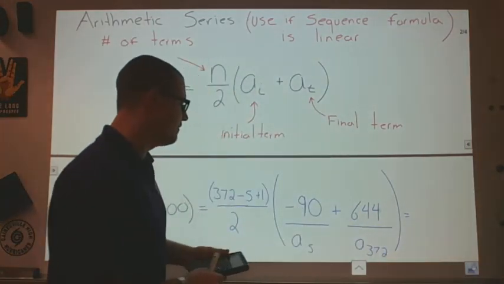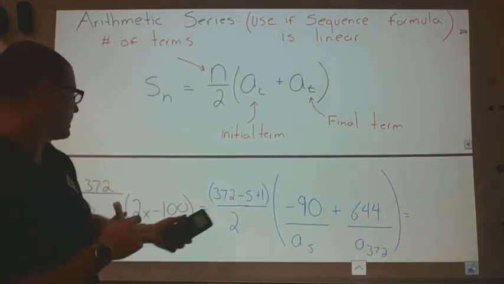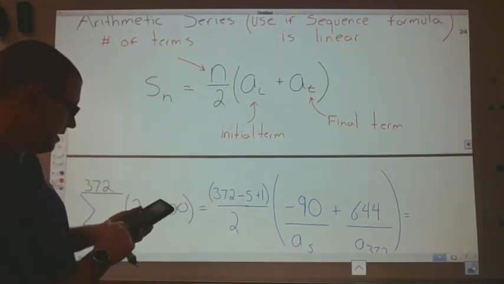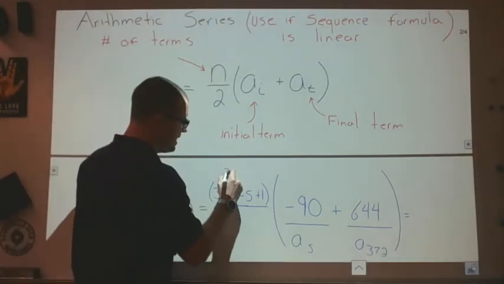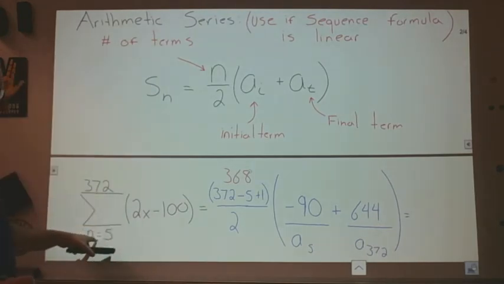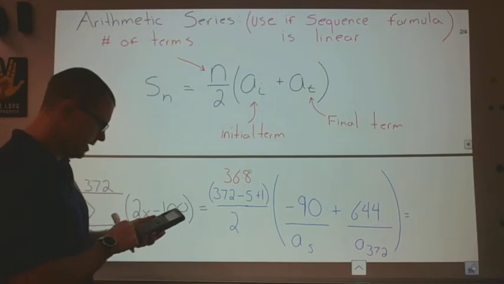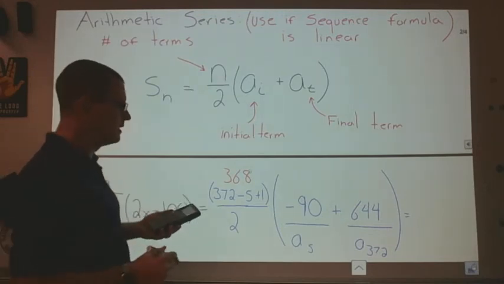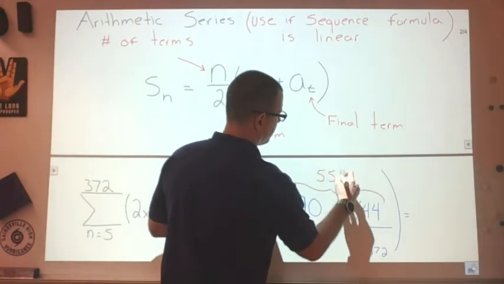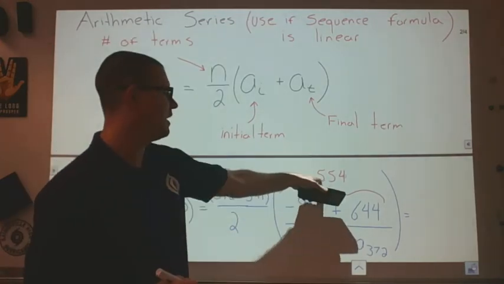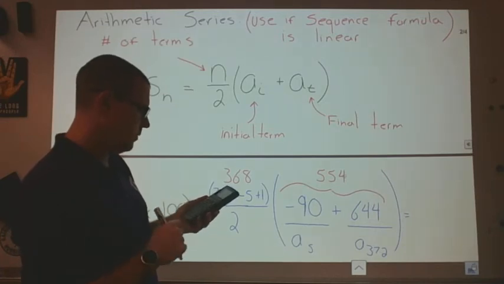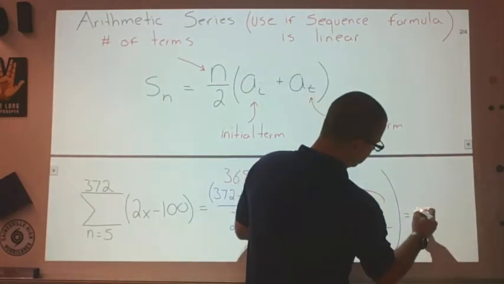And then it's just a matter of evaluating that. So let's go ahead and take care of this first. 372 minus 5 plus 1 is 368. So we are adding 368 terms together here. Negative 90 plus 644 is 554. So we can do 368 divided by 2 times that. And we end up with 101,936.